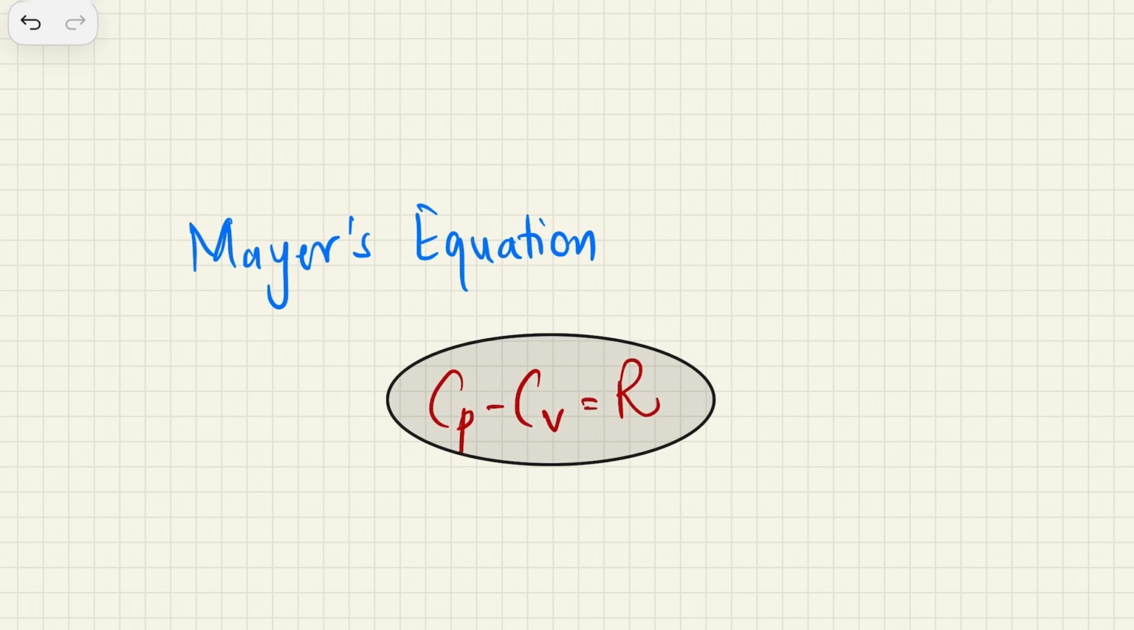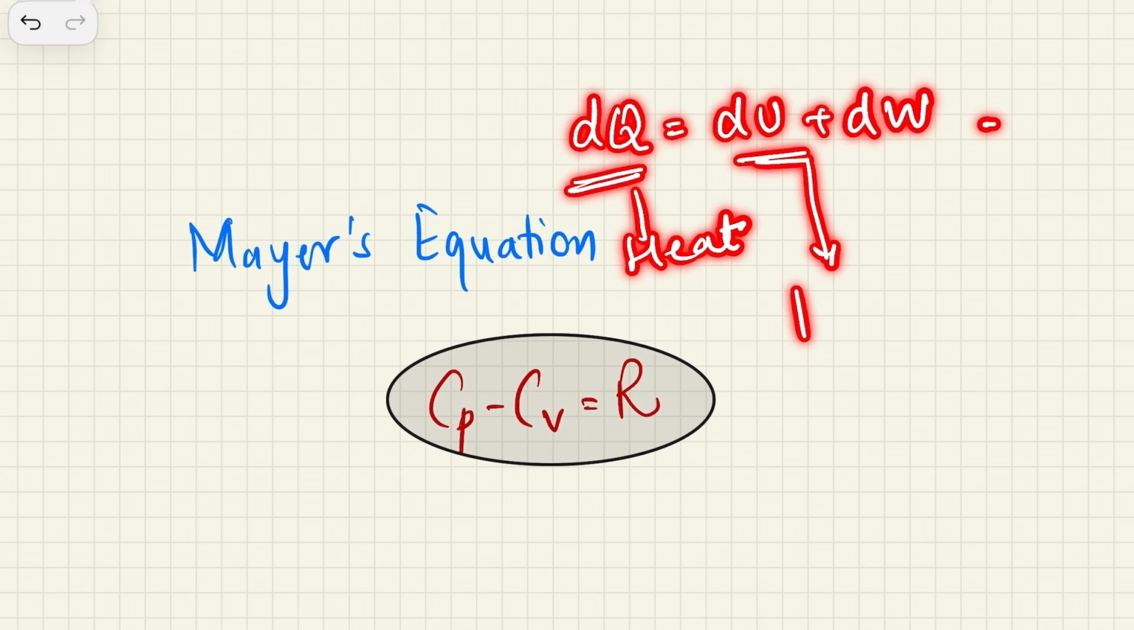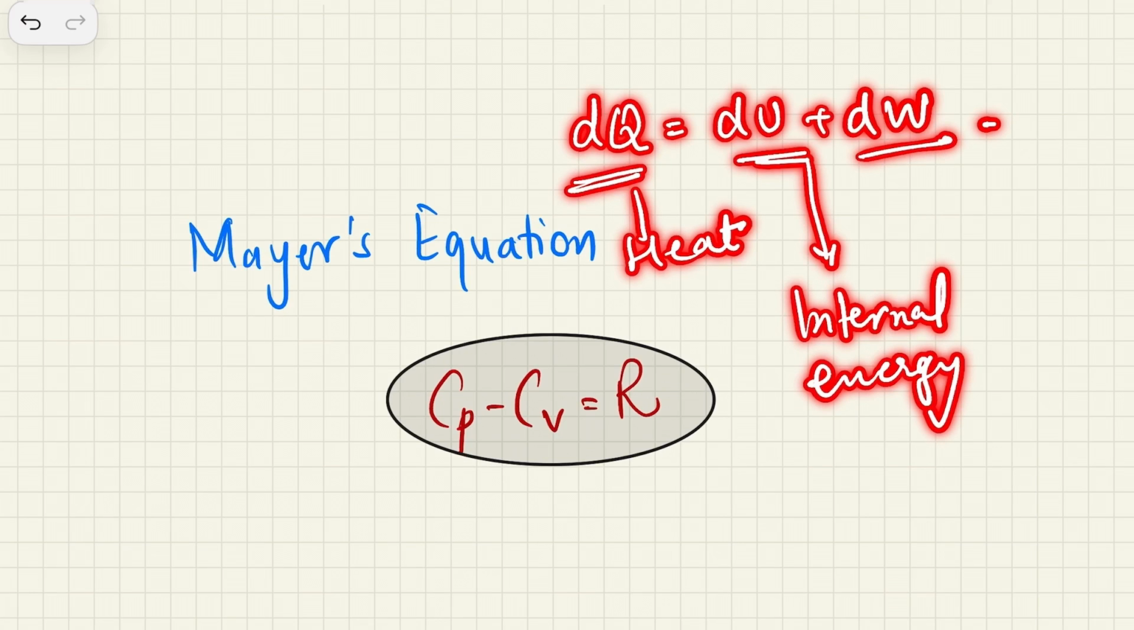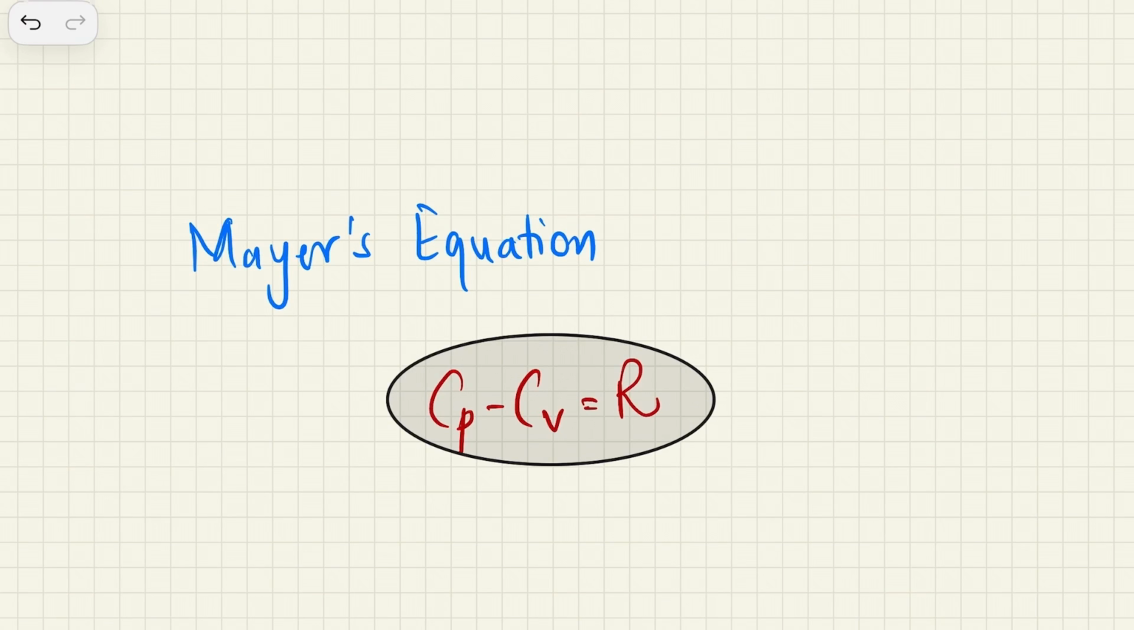And the first law of thermodynamics says that dq is equal to du plus dw. This is the first law of thermodynamics, where dq stands for heat energy, du stands for internal energy, and dw stands for work done. Definitely all these three aspects will be discussed by me in some other video, but as of now, in order to derive Mayer's equation, we are supposed to know these three things. So let's get to the derivation part here.